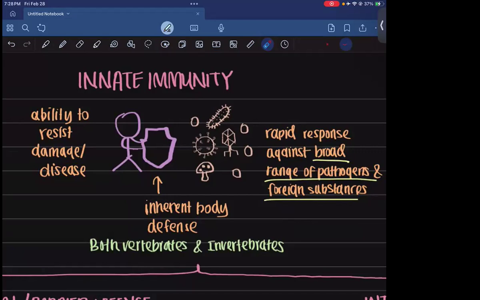But just to understand why they are saying broad range of pathogens and why it is a rapid response, I was connecting the dots. In innate immunity, are you going to provide a rapid response or a slow response? You are going to provide a rapid response. Is this against a specific kind of pathogen, or against a broad range of pathogens? You're going to provide a rapid response against a broad range of pathogens and foreign substances.